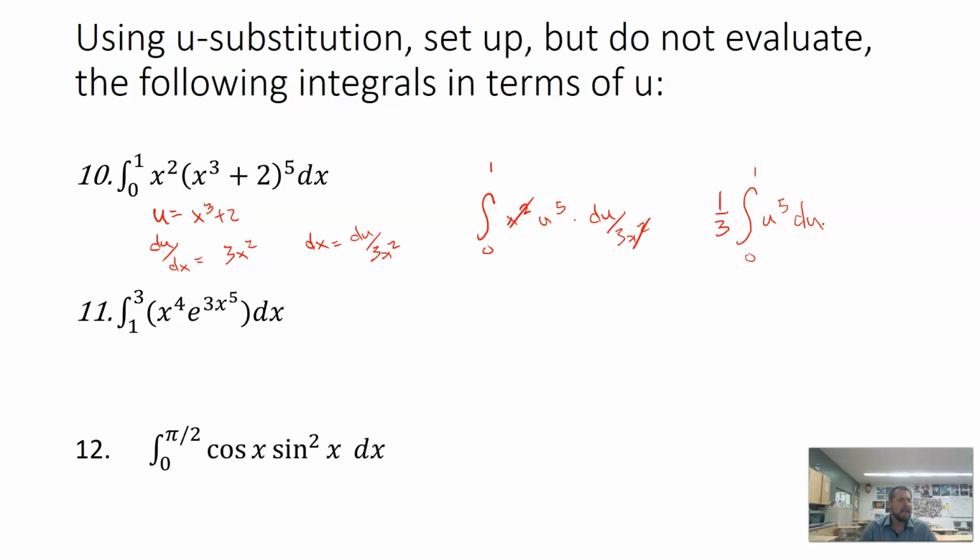Now we're not done yet, because we have to write everything in terms of u, including the limits on our integral. The way that we do that is we just take those two numbers and we plug them into what u is equal to. So I've got u is equal to, the first number is 1, so I get 1 cubed plus 2. 1 cubed is 1 plus 2 is 3, so this changes to a 3. When I plug 0 in, 0 to the third is 0 plus 2 is 2. So 2 is what goes on the bottom, and that is our answer. We don't need to integrate that.